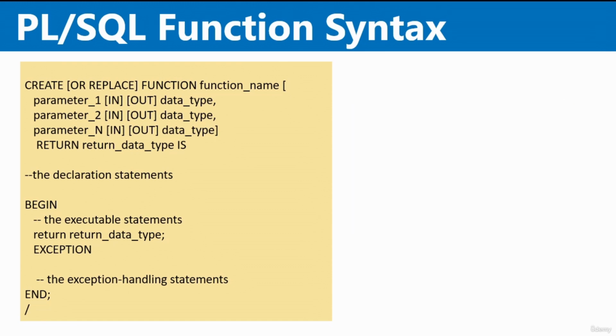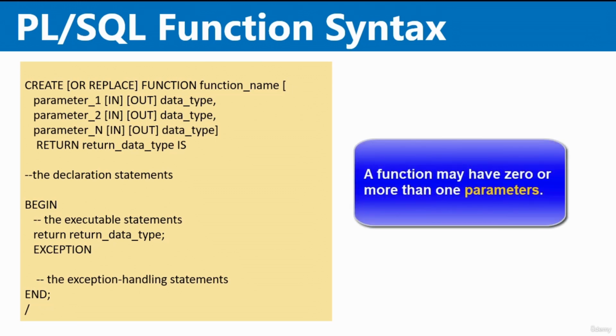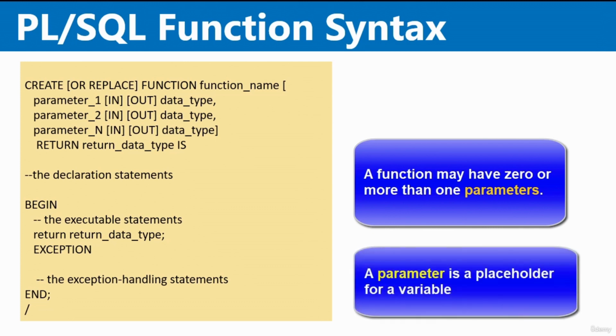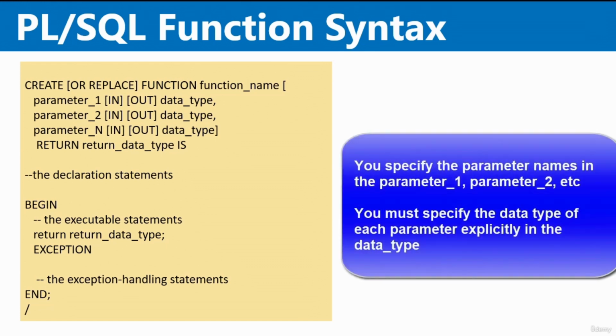A function can have zero or more parameters. A parameter basically is a placeholder for a variable. You can usually specify your parameters enclosed in square brackets, for example, parameter_1, parameter_2, and so on. When you specify a parameter, you also have to specify the data type for each parameter. This has to be specified explicitly.